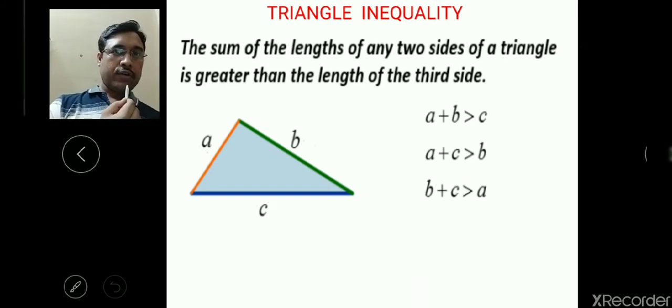Now you have to see the triangle inequality property, for exercise 15C. By the earlier concept you can do exercise 15B. Now you are going to see the concept of exercise 15C also.